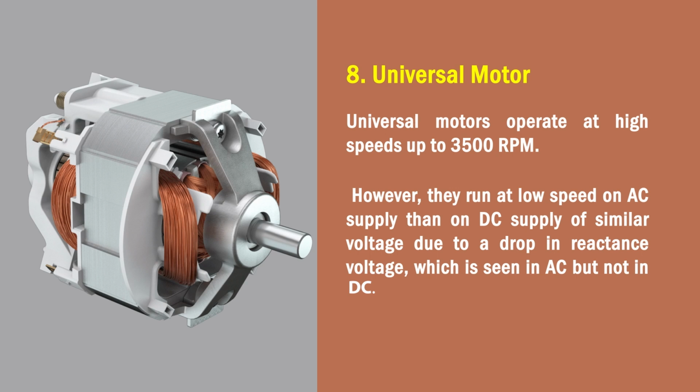As we all know, there is an additional loss which is the reactance loss in AC, due to which the speed obtained for the same voltage with AC supply is less than the speed obtained for the DC supply. So the same universal motor will run at a slightly lower speed for AC supply compared with the DC supply.